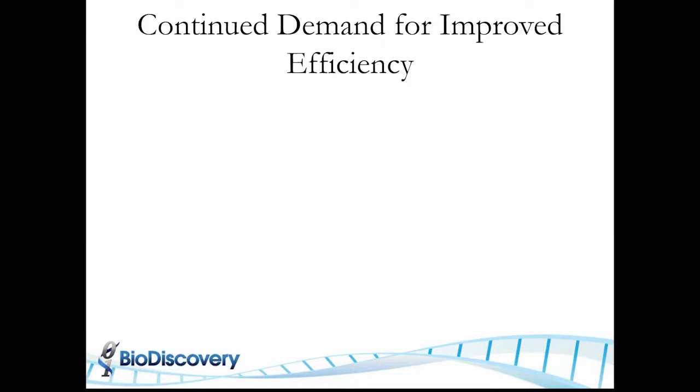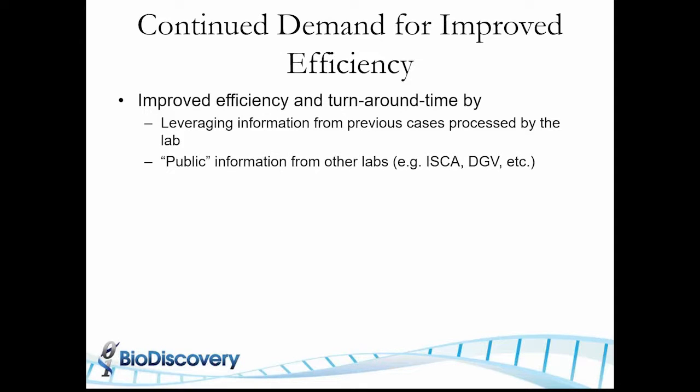At the same time, the labs, in addition to having more complex arrays, they need to improve efficiency and turnaround time. And one important way to do that in the interpretation process has been leveraging how previous cases have been interpreted. So if you've seen an aberration before, and how you have classified it, that could really help in improving the efficiency. So both within the lab and then from public repositories or other labs like the ISCA project and the DGV.